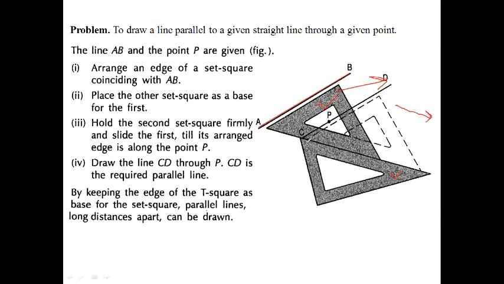So the position of the set square is as the dotted line is given. Then you draw a line at the point P. You get the line CD. So AB is parallel to CD. Clear? Any doubt you can ask.